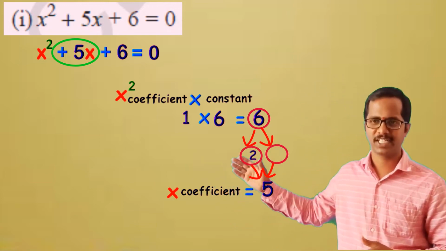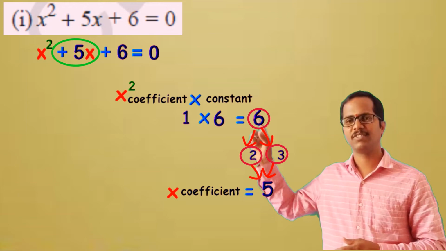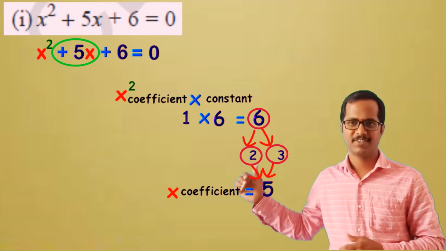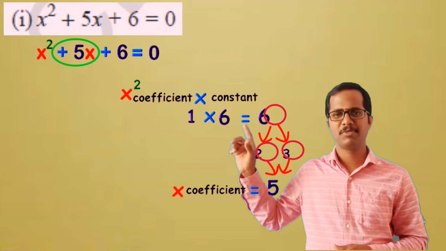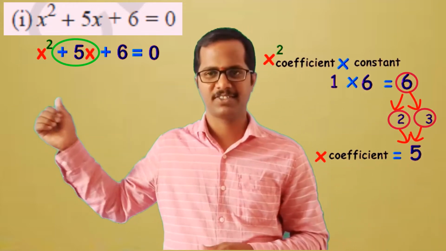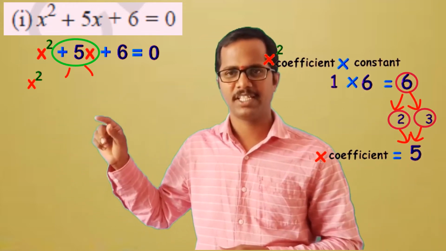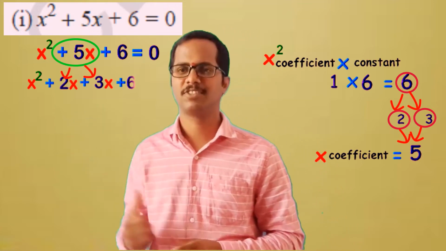Shabash, we have to take 2 and 3. Since 2 into 3 equals 6, and the sum of 2 and 3 equals 5. So using the pair of factors 2 and 3, we can split the middle term, that is 5x. So let us write x square plus 5x plus 6 as x square plus 2x plus 3x plus 6 equals 0.